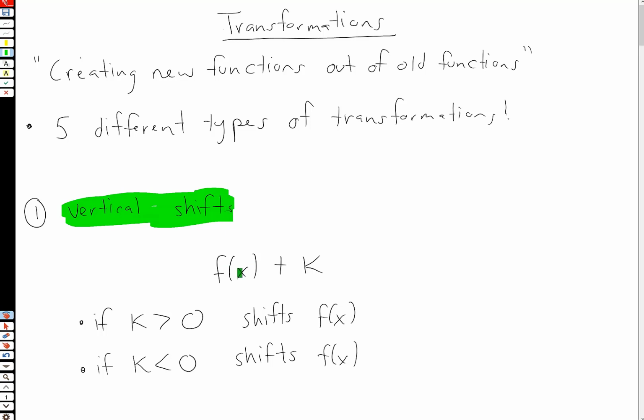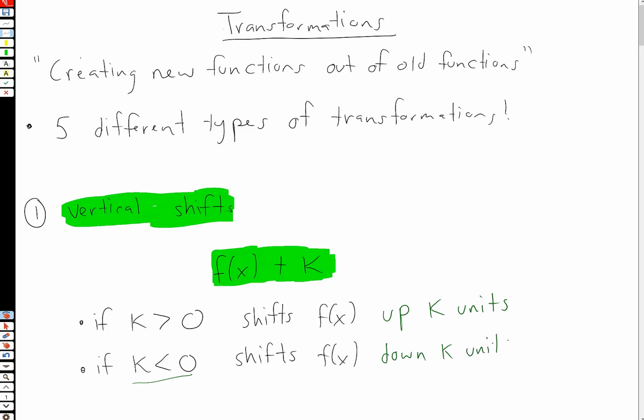Now, how do we do that? We take our function and we add a constant on the outside. I'm going to call this constant k. If k is greater than 0, this is going to shift f of x up k units. And if k is negative, this shifts f of x down k units. So let's see this in action.